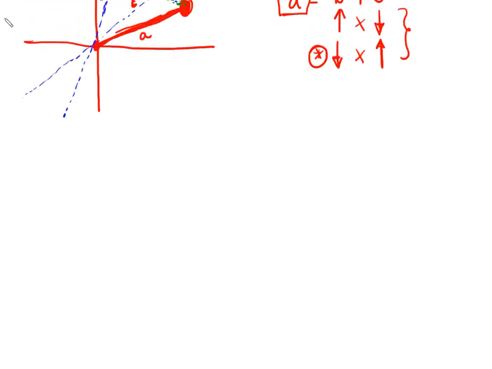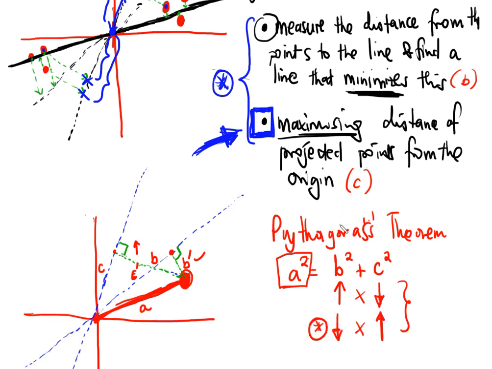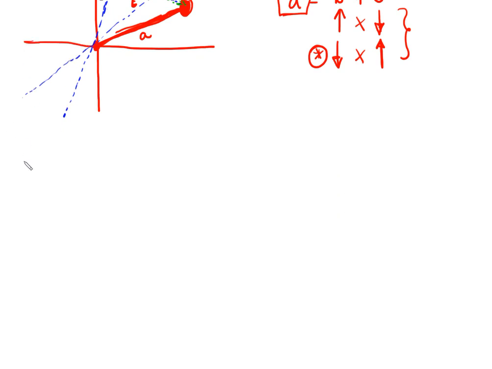Now that we are convinced that those two are actually the same, what we are going to do now is calculate something. Now we move on to step 3. So we now know how to fit the baseline. The baseline is just to maximize the distance of the projected points. Let me write it as a note here because it is very, very important.